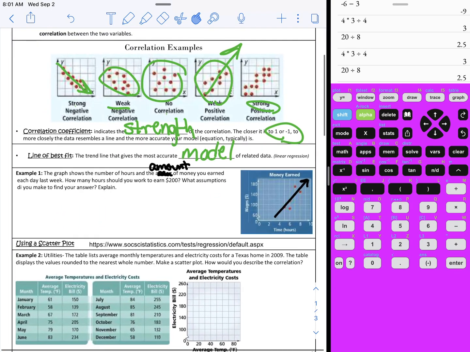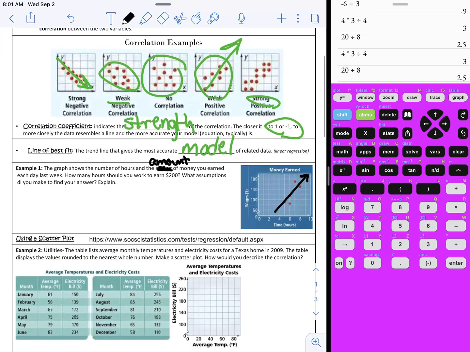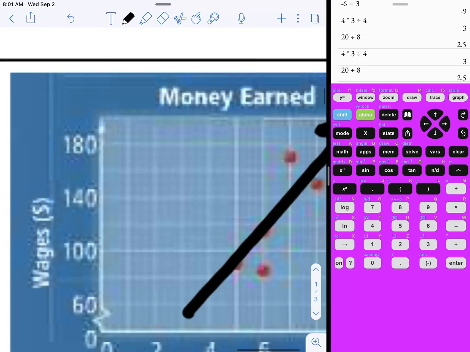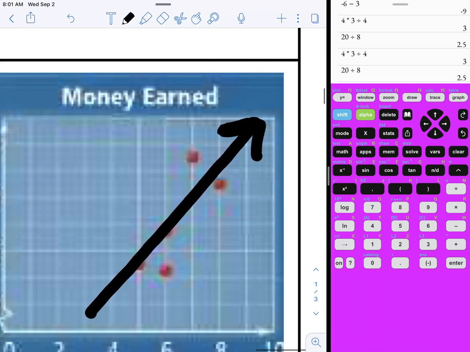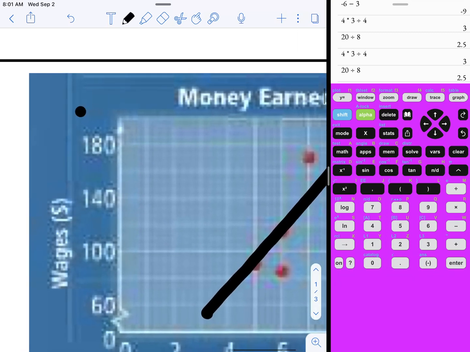And what do they want us to ask about? $200. So if you read my graph right, 200, it looks like it would be like 9-ish hours. And the reason I found that is because 200 would be here. Oh, wow.